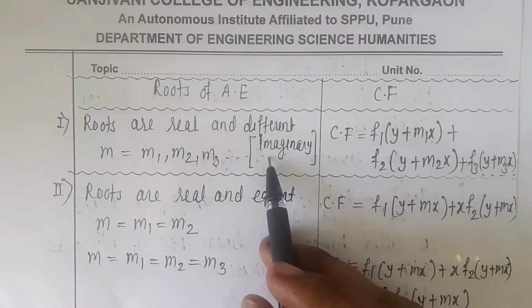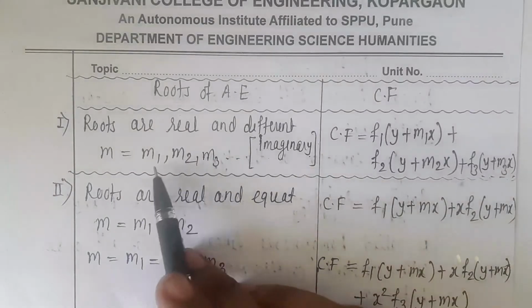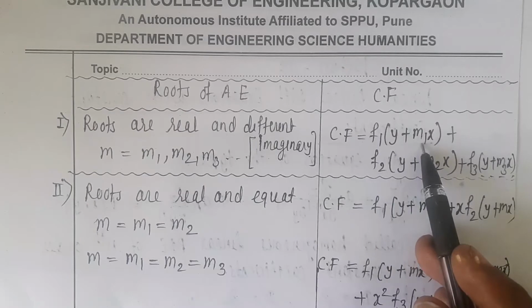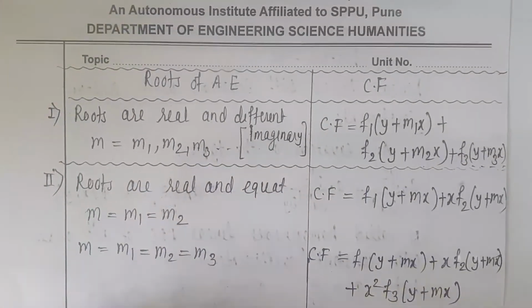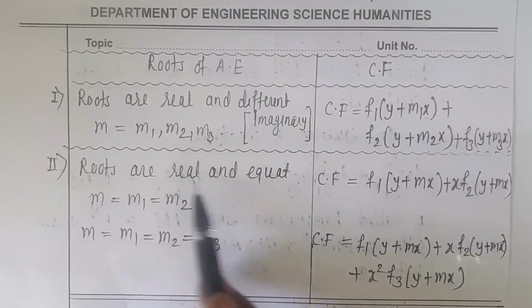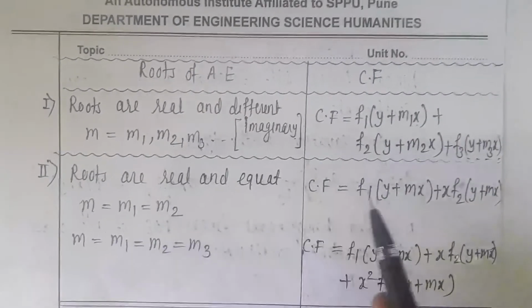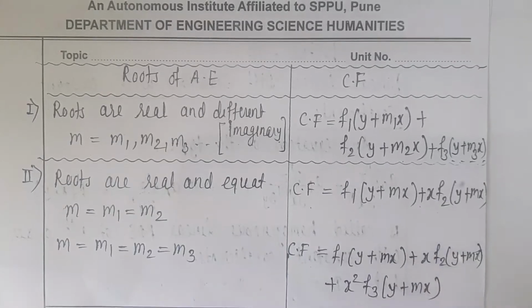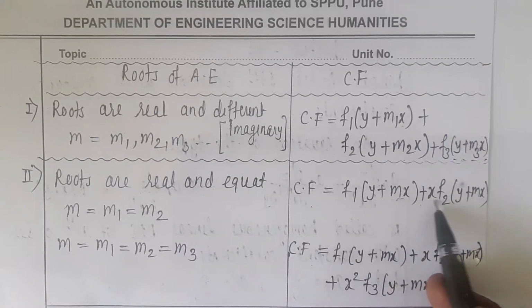And same method is for imaginary roots also. Same method, only roots are imaginary, that is m1, m2, m3 are imaginary, but writing method is same: f1 of y plus m1x plus f2 of y plus m2x plus f3 of y plus m3x and so on. Now next, second case is roots are real and equal. Now if first two roots are real and equal, then writing method is CF is equal to F1 of y plus mx plus x into F2 of y plus mx. Means simply we write here whatever the roots we get, and second function is multiplied by x.